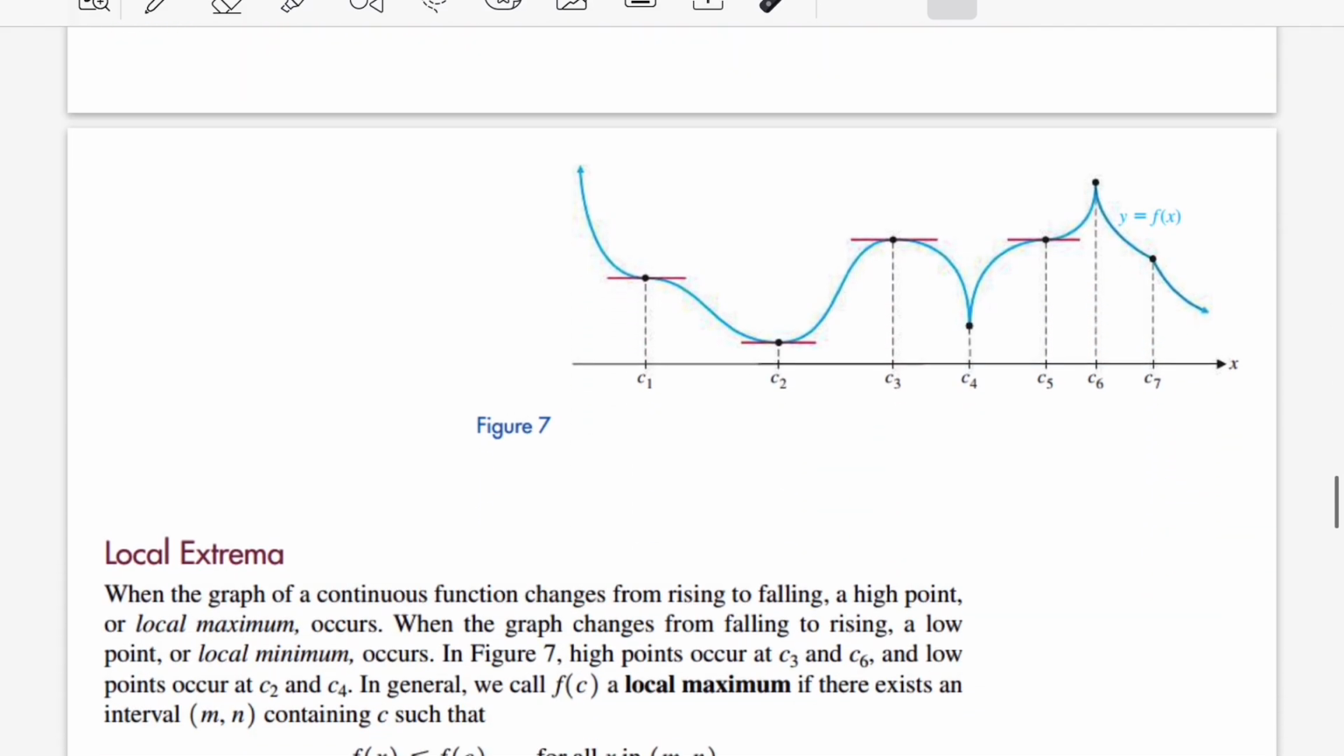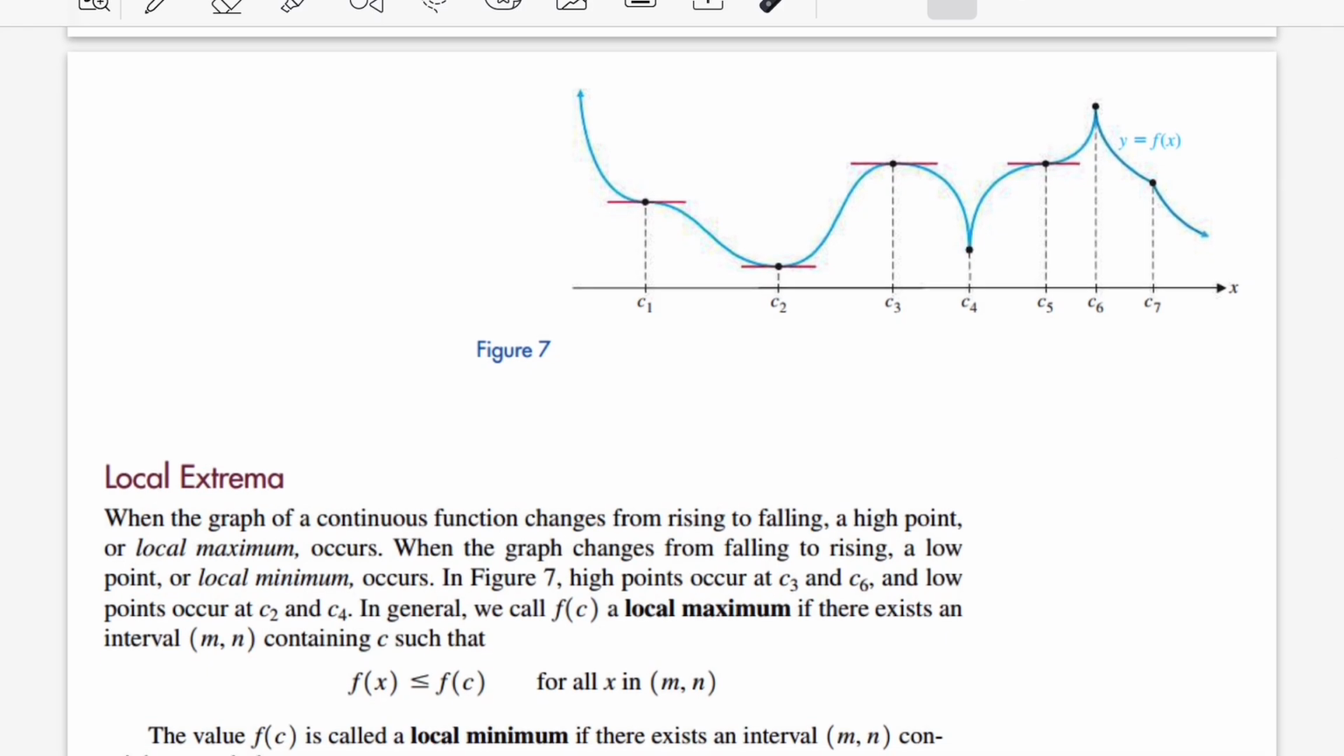And then the next thing we're going to look at is local extrema. So, when the graph of a continuous function changes from rising to falling, a high point, or what we call a local maximum, occurs. And then when the graph changes from falling to rising, a low point, or a local minimum, occurs. So looking at this figure here, we see that points C3 and C6 both point to high points, right? We have a higher point here and a higher point here. And then lower points occur at C2 and C4 down here. So as you can see, these guys are lower than all of the other points up here.